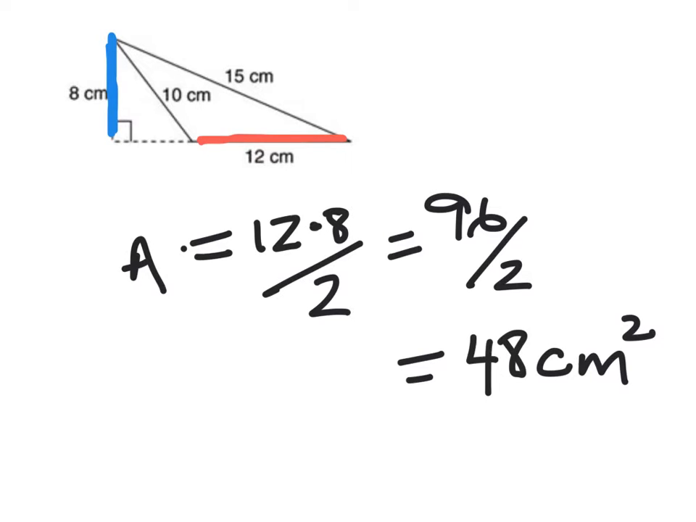The first trap being thinking that you need to add in this part, which you don't, because it's not part of the base. The base is the 12. The second trap is using this 10, but you don't need that because it is not straight up and down like the height, which is 8. So just be careful and choose your numbers wisely.